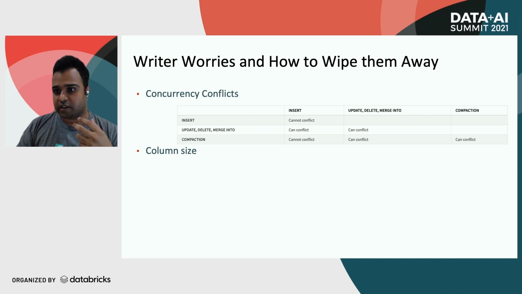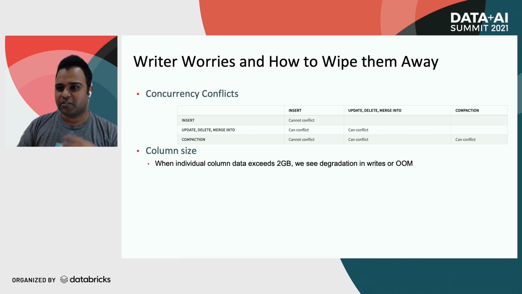The next one is the column size. This is not Delta specific, but more of a Parquet specific thing, right? When an individual column's data exceeds 2 GB, we see a degradation in writes or out of memory errors. This is not necessarily a problem that everyone would face. You always get that one whale of a client who decides to do things their way, and you can't blame them for it. They might have a legitimate reason to stuff in some binary of 2 GB, which is necessary for them. The other thing is the update frequency, right?